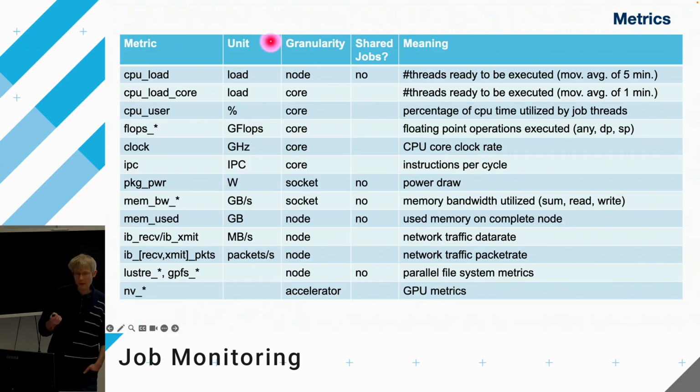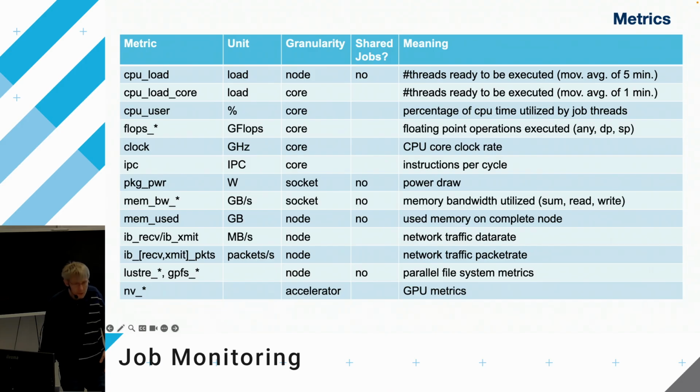here's an important part: these metrics are sampled at a certain granularity. For example, some metrics are per core, like the CPU clock. So you will have a value for each CPU core. Some metrics are per socket, so you only have samples per socket. Some metrics are only sampled per node.